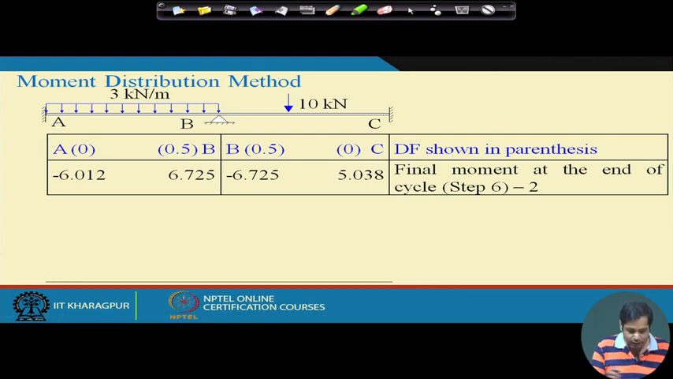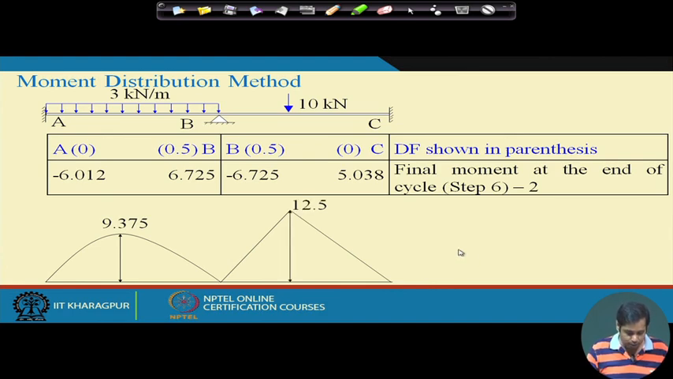The bending moment diagram will be the bending moment due to the external load, plus the bending moment due to these moments at different joints. So because of the external load, this is the moment on AB, and this value is WL square by 8, we know this, and because of the external load in BC, this is the bending moment diagram for BC. This is 12.5. Now on this we need to superpose the bending moment for the joints, and this bending moment for this member is 6.012 and 6.725, and then for this it is 6.725 and 5.03538.